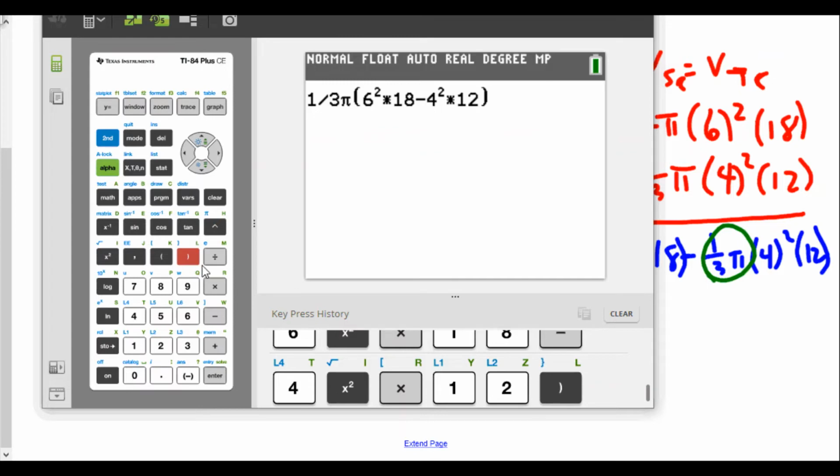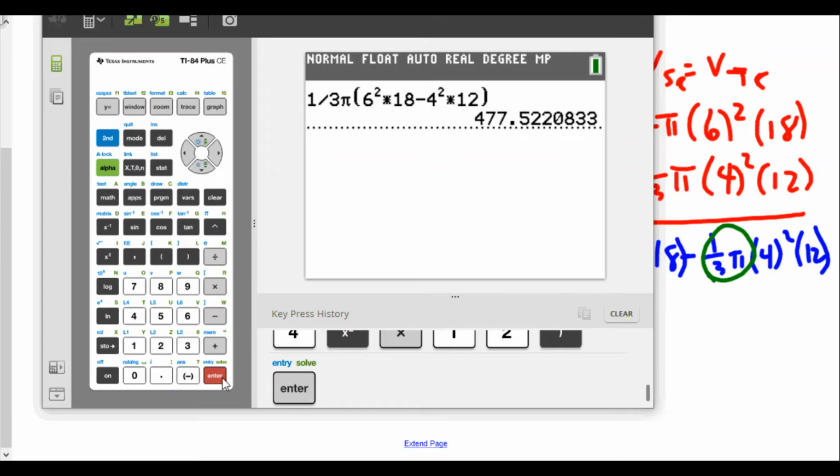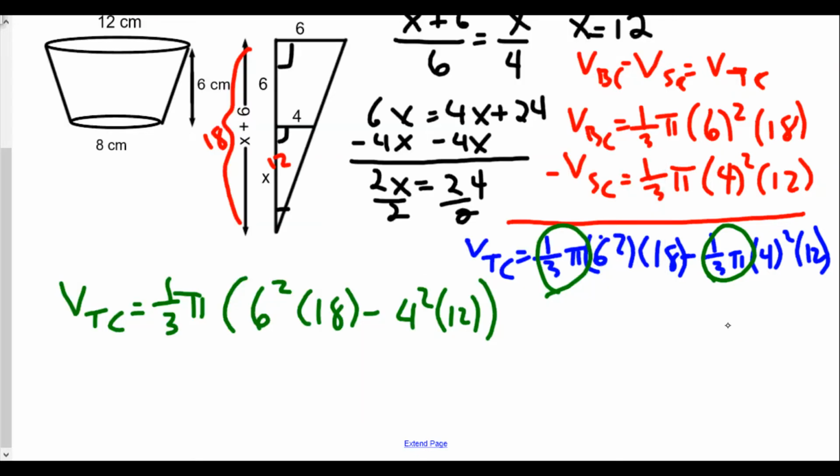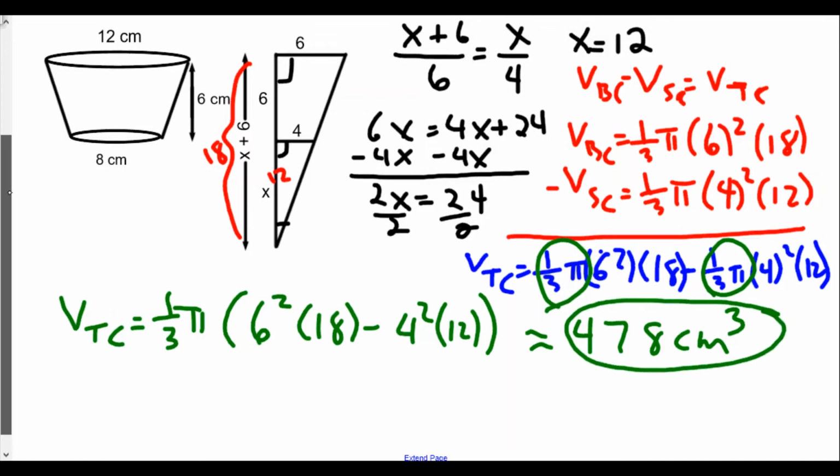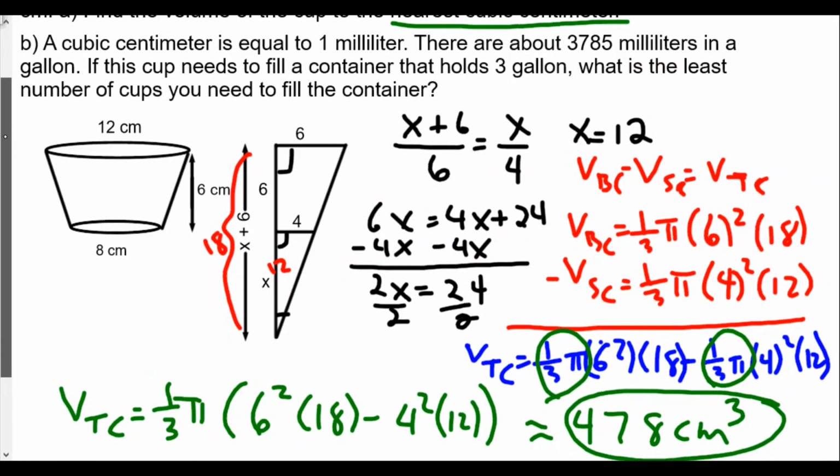Okay, and so here our volume to the nearest cubic centimeter is going to be 477.5. So we get approximately 477.5, which is about 478 cubic centimeters. And so the answer to the first one is 478 cubic centimeters. Okay, so now, but all our problems are never that simple.